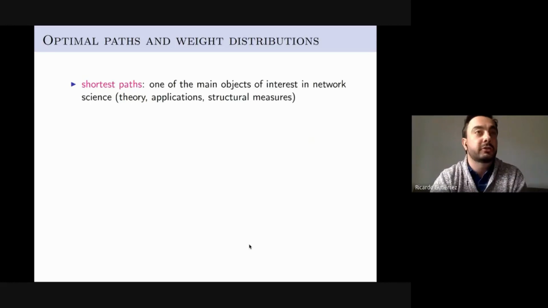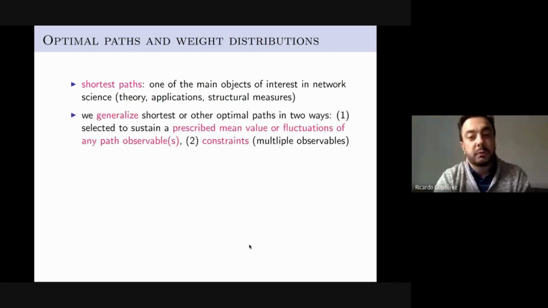And of course, in applications, you can think about transportation networks, for example. Obviously, it's very important to know what the shortest paths are, how many of them there are, and so on. So what we do is we generalize the idea of shortest or other optimal paths in two ways. On the one hand, we choose them to sustain a prescribed mean value or fluctuations of a given path observable. Path observables are the observables A I mentioned before, so time-integrated observables, in the presence of one or several constraints.